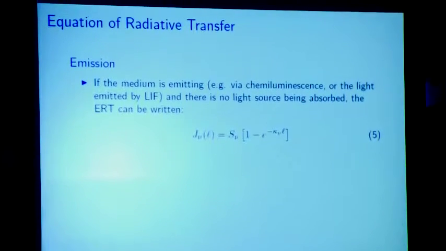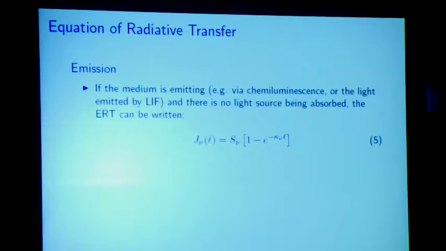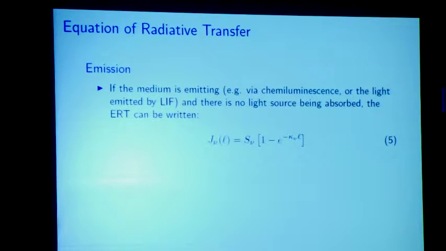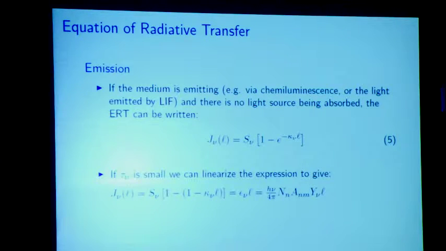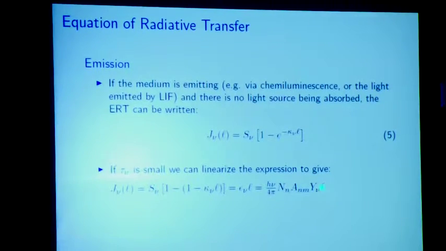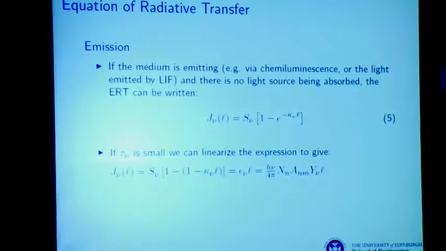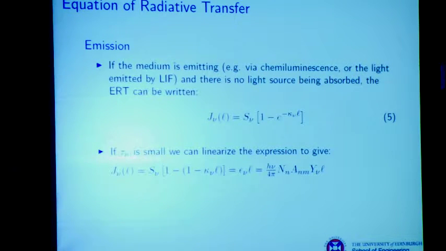So if the medium is emitting light, like chemiluminescence, or maybe we're getting light from LIF, and there's no light source being absorbed in that same direction that we're looking, you can write it this way. So that's just an emission description. If the optical depth is small, you can linearize that expression, and that just tells you that the emission is given by that. So if you could actually model the chemistry that produces chemiluminescence, for example, you could model the source terms and model the chemiluminescence as a function of position. It becomes very complicated, though.